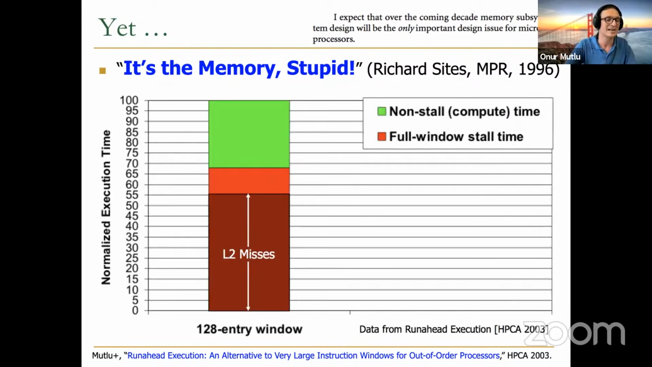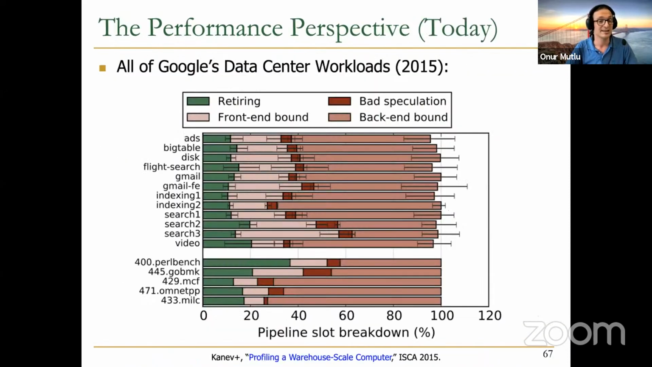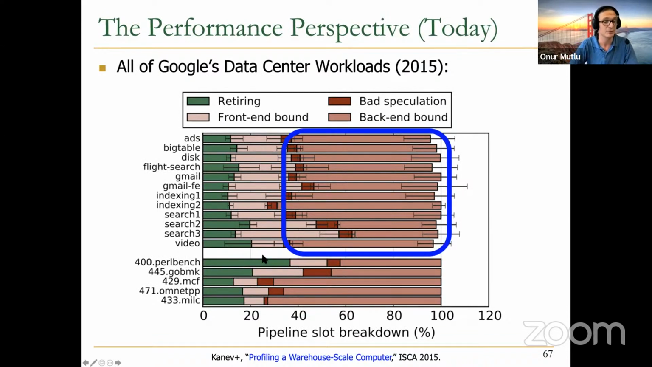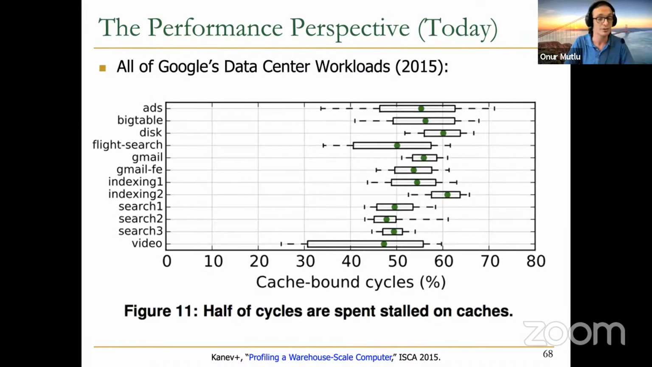You've seen this slide multiple times in run-ahead execution also, right? In prefetching. Most of the time, the processor is waiting for memory. You've seen this slide from a Google paper where they analyzed all of their data center workloads, and they basically say the same thing. Most of the time, the processor is waiting for memory. It's not just waiting for memory, it's accessing memory, it's moving data from memory, it's wasting energy also.